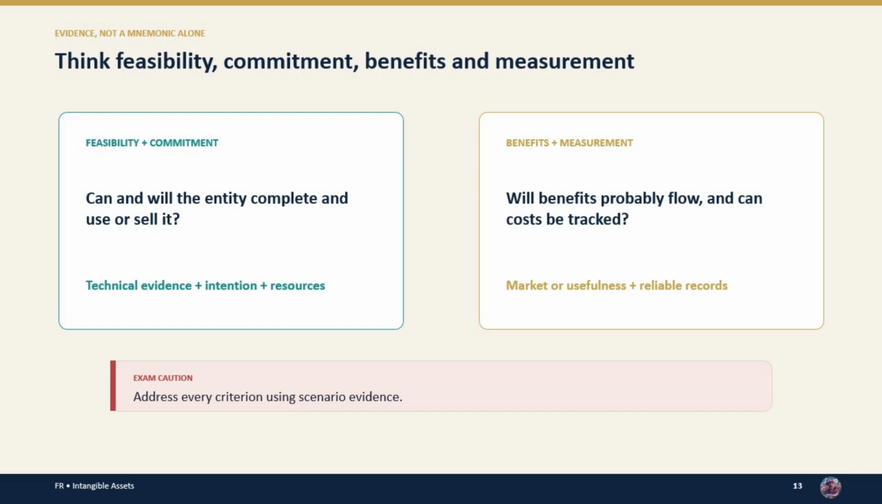For recall, organize the 6 criteria into 4 evidence groups. Feasibility asks whether the project can be completed. Commitment covers intention, ability to use or sell, and adequate resources. Benefits require evidence of a market, internal usefulness, revenue, or cost savings. Measurement requires reliable project records. This grouping is only a memory aid. Your answer should still address every criterion supported by the scenario.